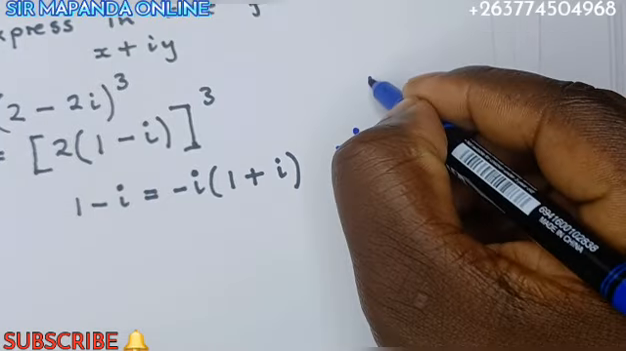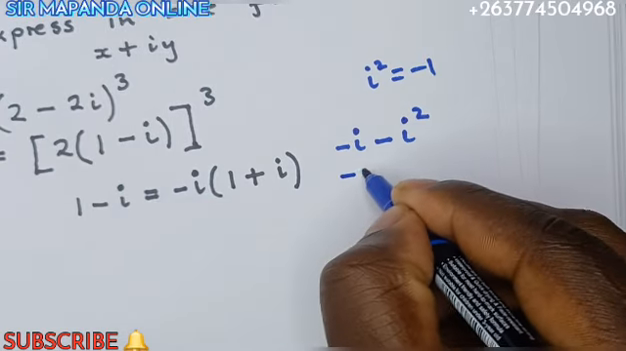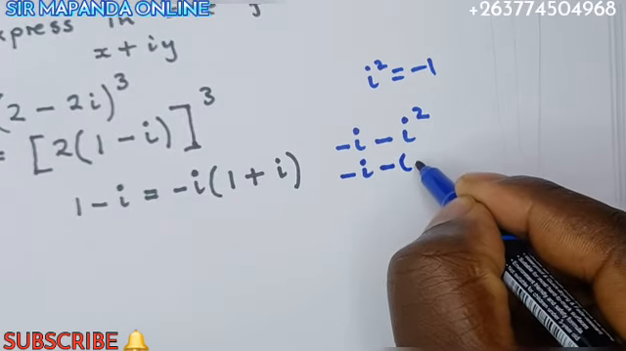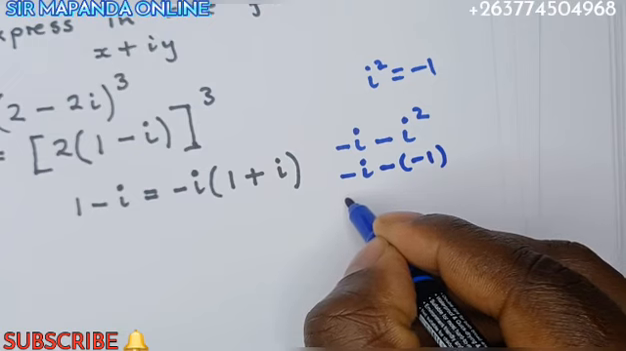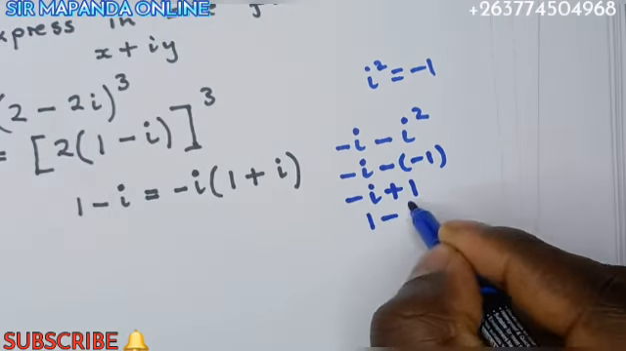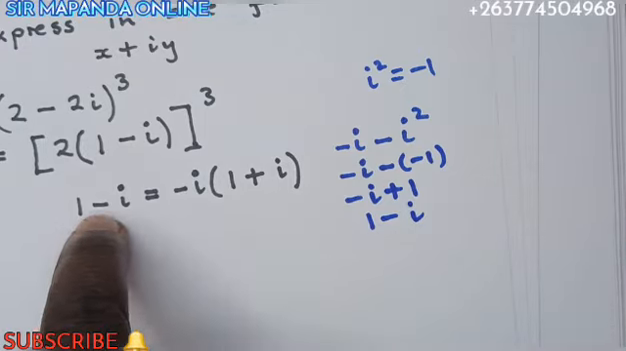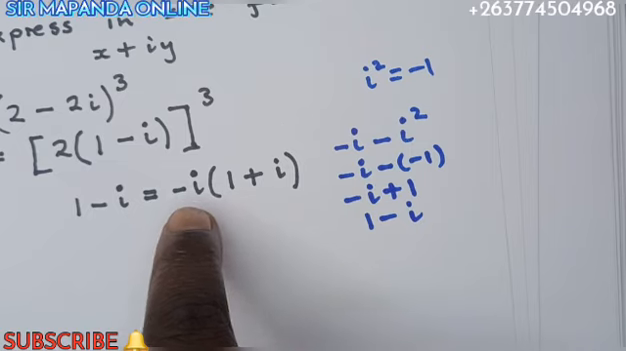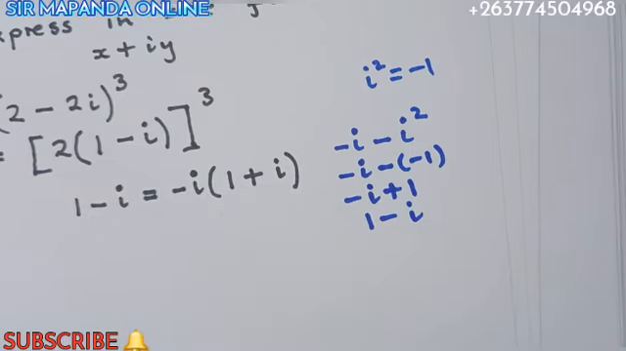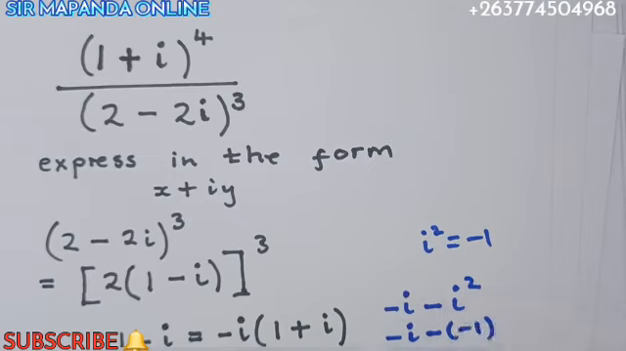But remember, i² is as good as −1, right? So you get −i − (−1), which is as good as −i + 1, which is as good as 1 − i. I hope you are following. So in simple terms, 1 − i is equivalent to −i(1 + i). Why are we using this form? We want the denominator and the numerator to have a common bracket which can cancel off each other. I hope you are following.